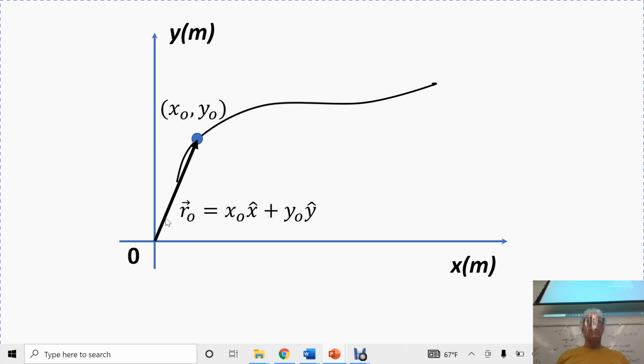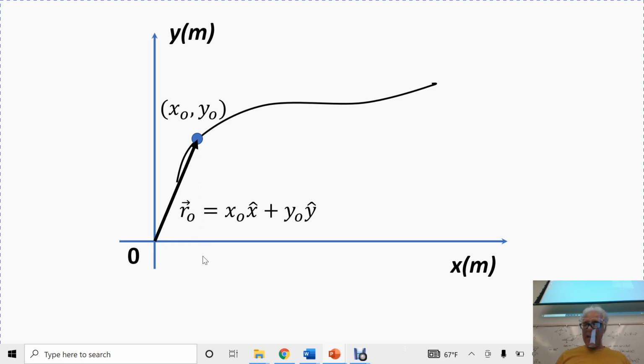And here you go. We can write our vector as a scalar x0 in the x hat direction. Do you see that? Here's the x component of my R0 vector. Can you picture that in your mind? I didn't picture that here in the drawing, but the x0 x hat is this vector right here in the horizontal direction. And the y0 y hat is this vector here in the vertical direction.